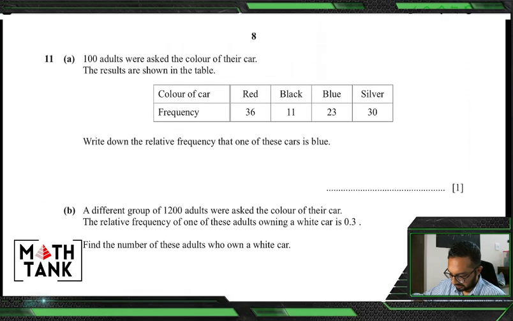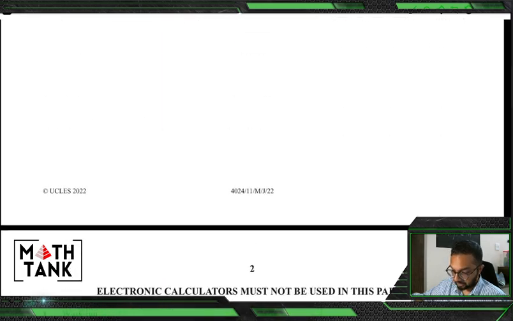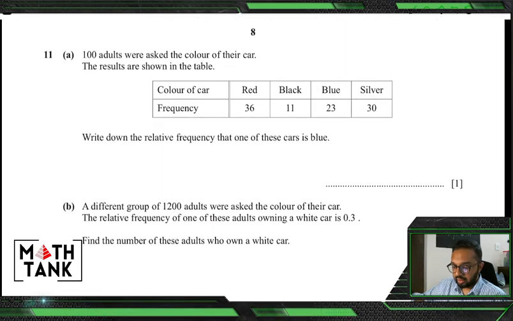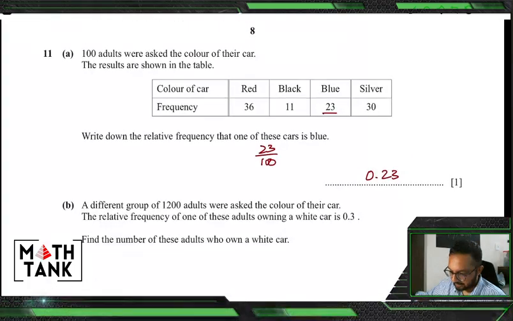Okay, so that's the next question on relative frequency. I want to see if there are some more interesting questions. Yes, they are coming up. Okay, 100 adults were asked the color of their car. The results are shown in the table. Write down the relative frequency that one of these cars is blue. So I'm going to say that blue is basically 23 out of 100. So that's 0.23. Relative frequency is more or less the same as probability.